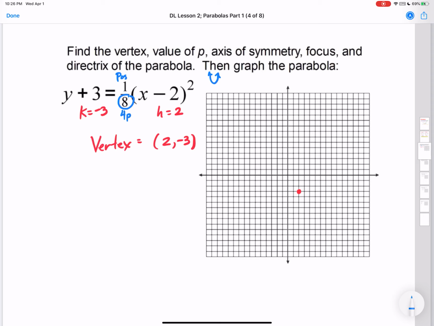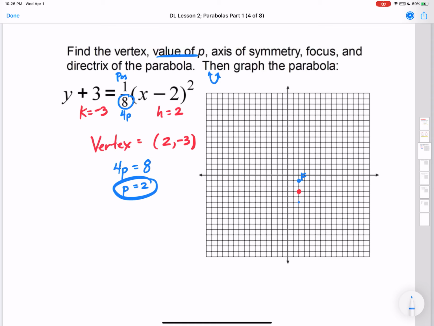Since I know it's opening up, I know that 4p must equal 8. And if I solve for p, that means p has to be 2. So the value of p is what we just found here, and that value of p is going to help me determine the focus and the directrix. Now, p is the distance that the focal point and the directrix are away from our vertex. Since it's opening up and the focus has to be inside the parabola, I'm going to go 2 units up from that vertex. So here's our focal point, F. And the directrix is 2 units down.